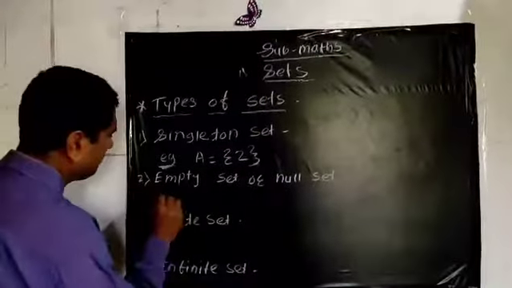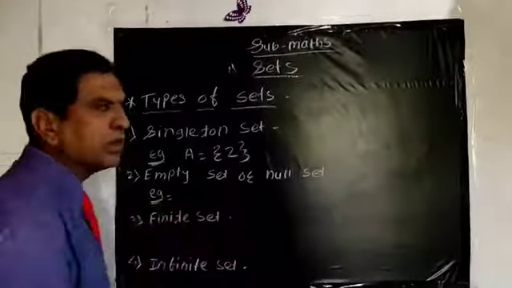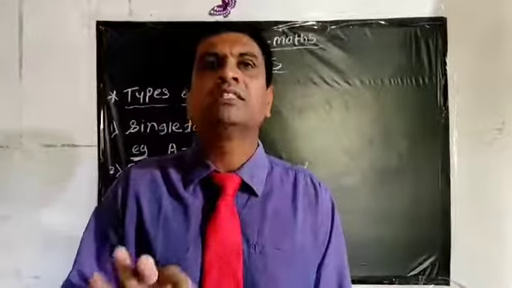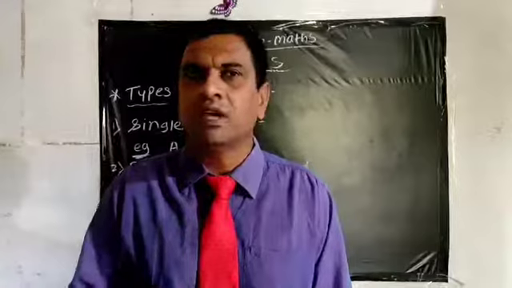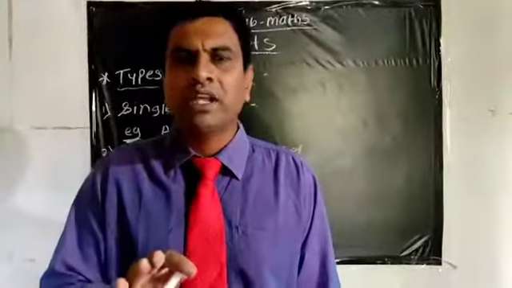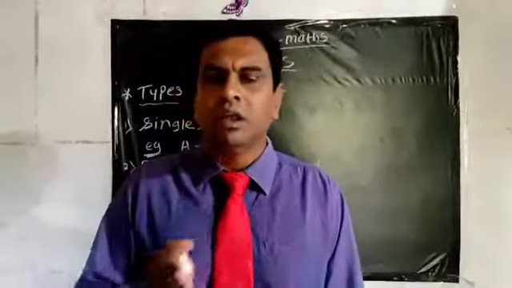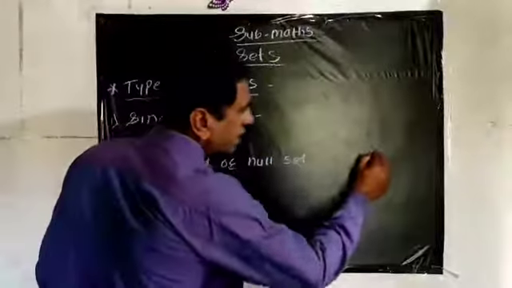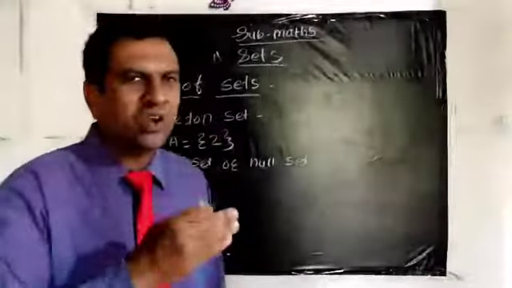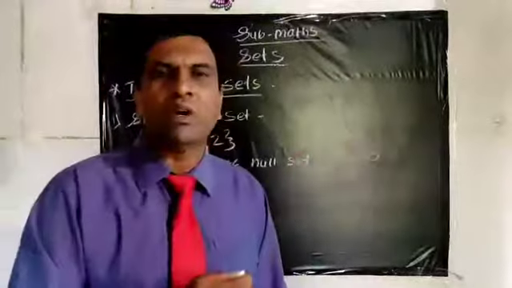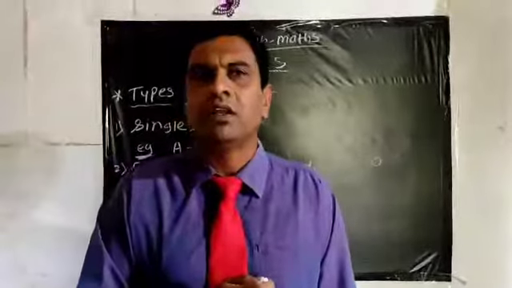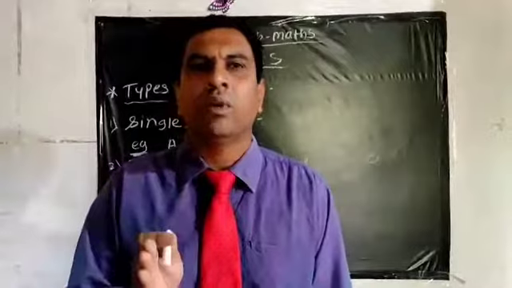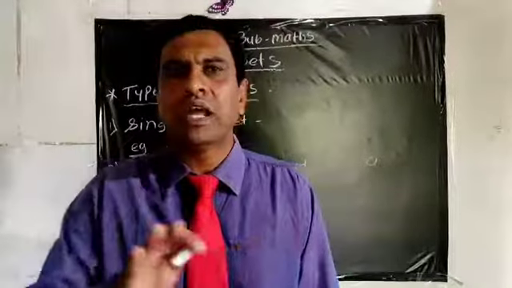For example, the natural numbers less than 1. 1 is the smallest natural number. Less than 1, which number is there? 0. 0 is less than 1, and 0 is not a natural number. The question is the natural numbers less than 1. Less than 1, there is no natural number.